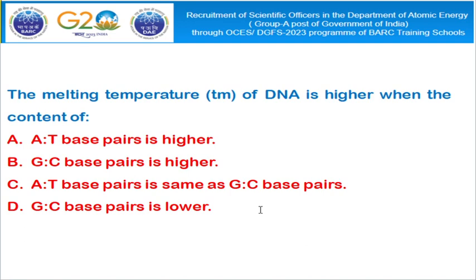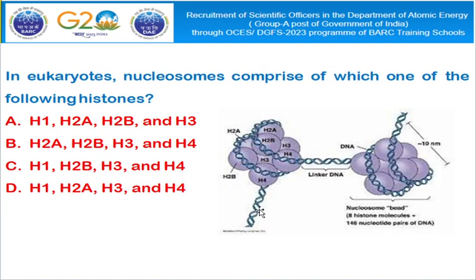For those DNA sequences which have a high amount of GC base pairs, the time taken to melt half of the DNA will definitely be higher because there will be 3 hydrogen bonds present between G and C. Next is, in eukaryotes, a nucleosome comprises which of the following histones?